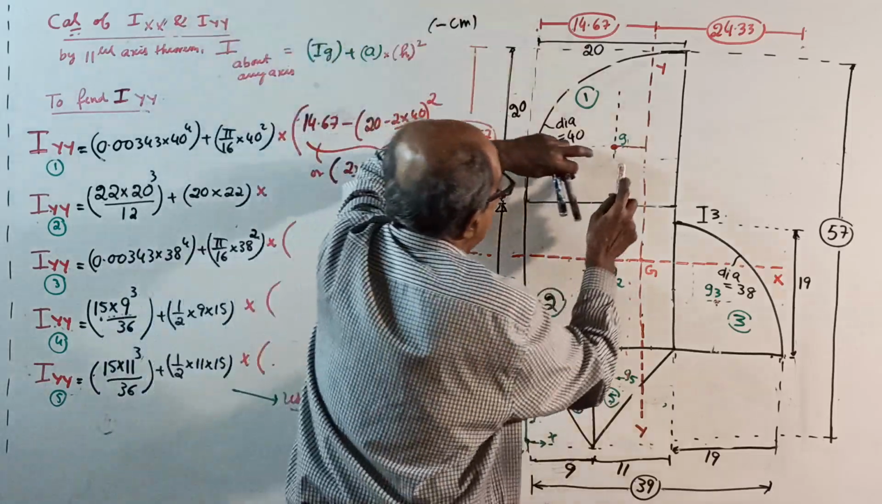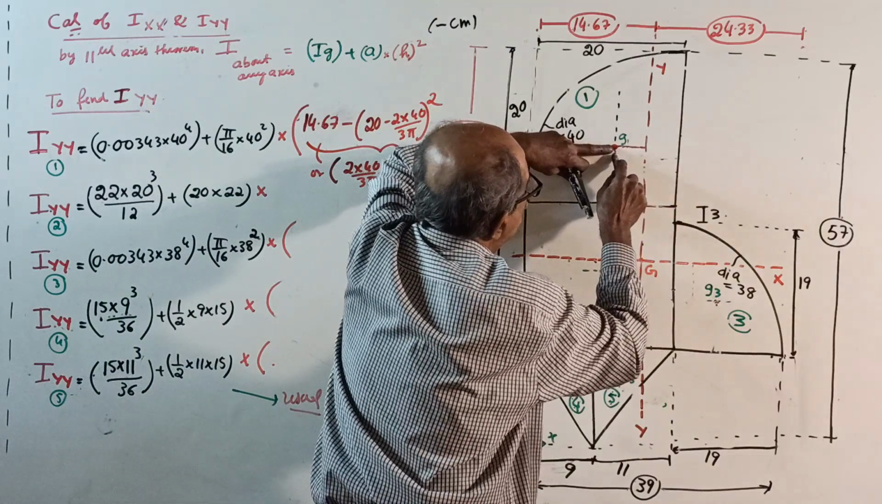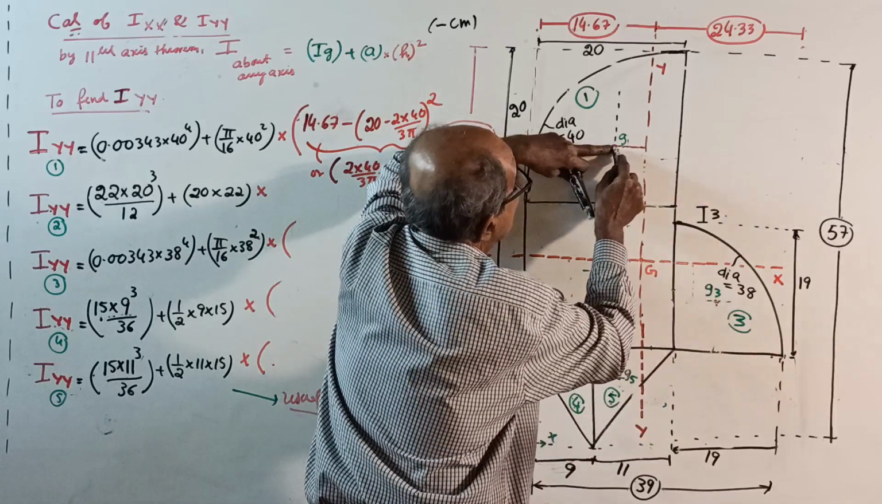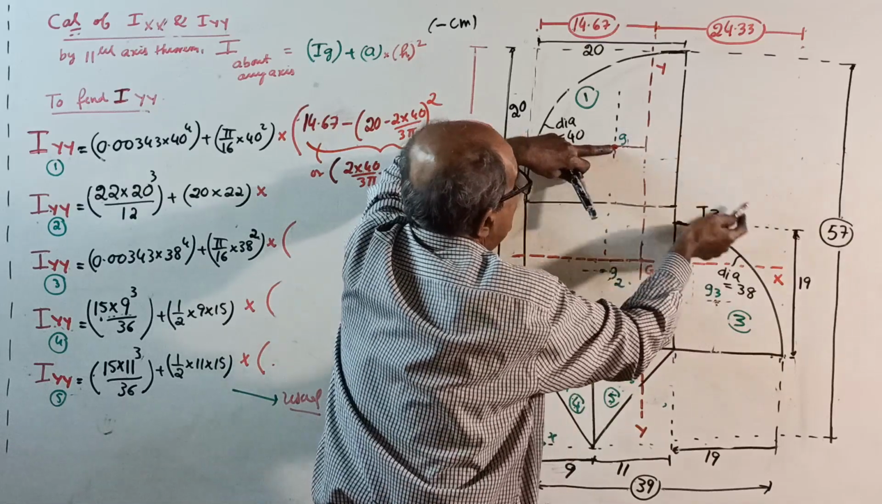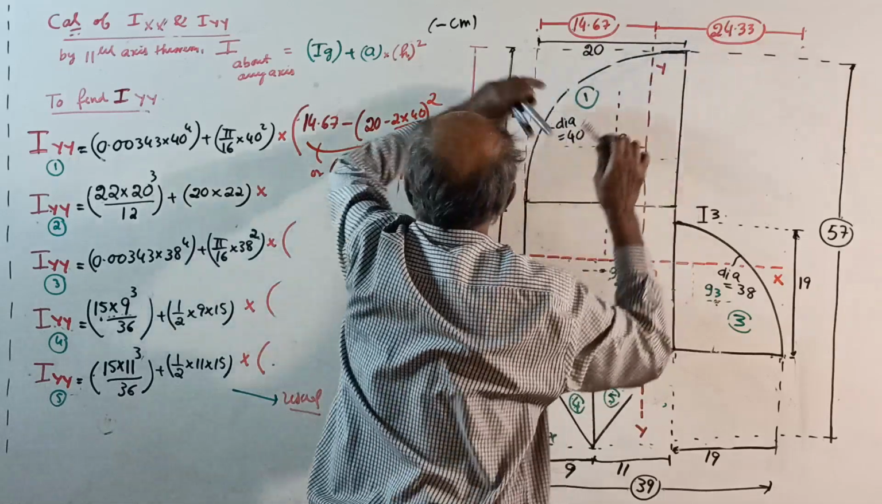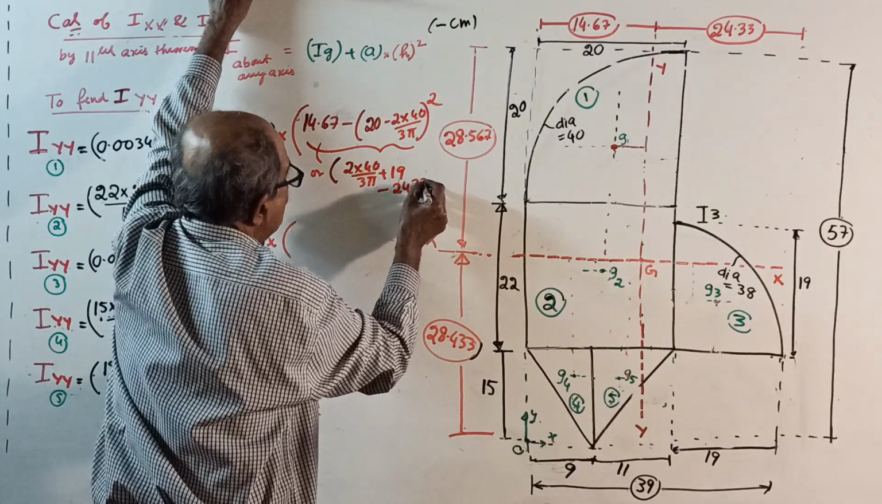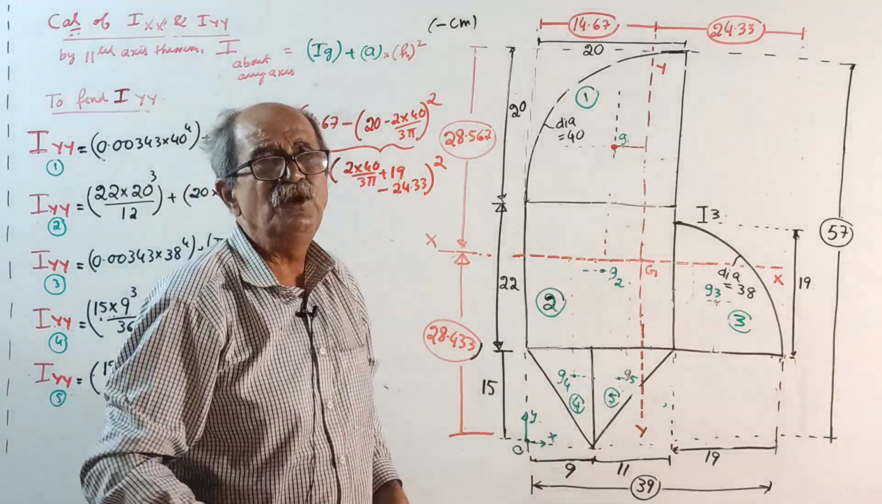See, don't see this one now. From here, you come here. 2d by 3 pi plus 19 will give you from here up to the extreme end. But we want this distance square. From that one, subtract 24.33 minus 24.33 whole square. This also will do. Little carefully you have to do it.